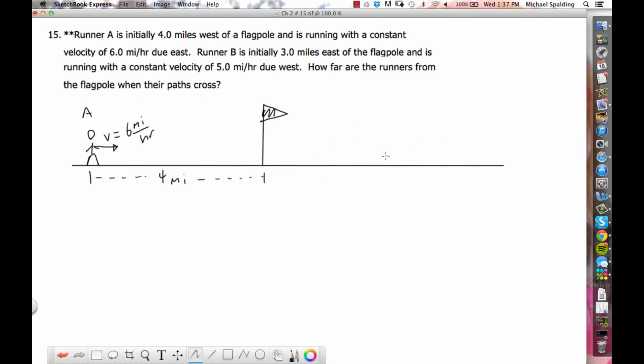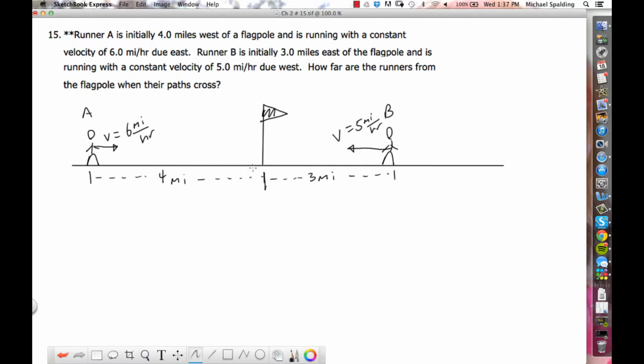And then runner B starts over here, 3 miles from the flagpole, and moves with a velocity of 5 miles per hour. Now, the question is, how far are the runners from the flagpole when their paths cross?